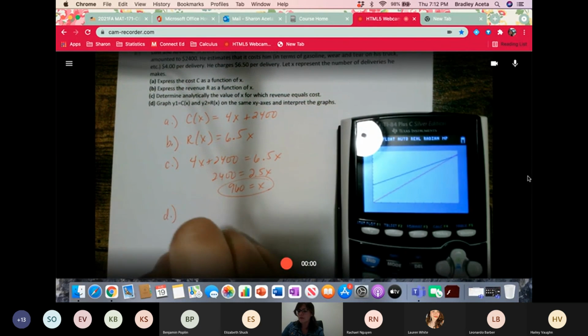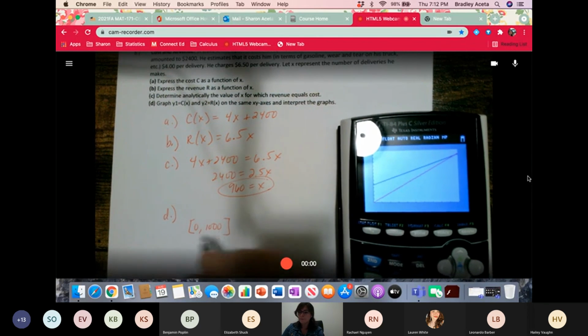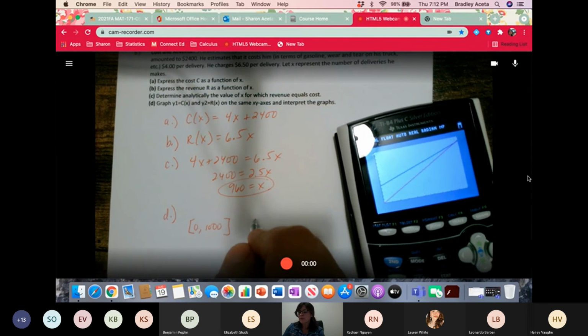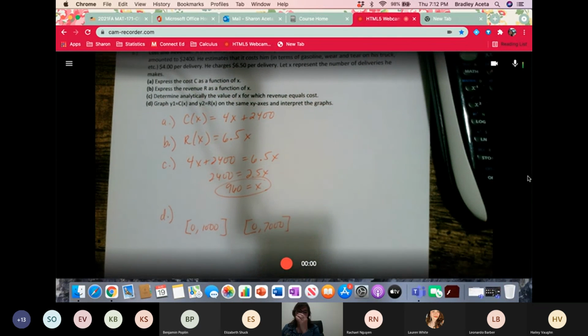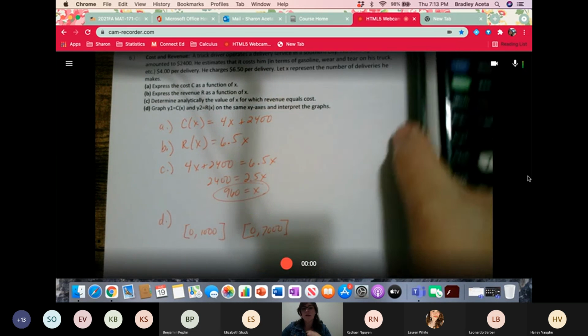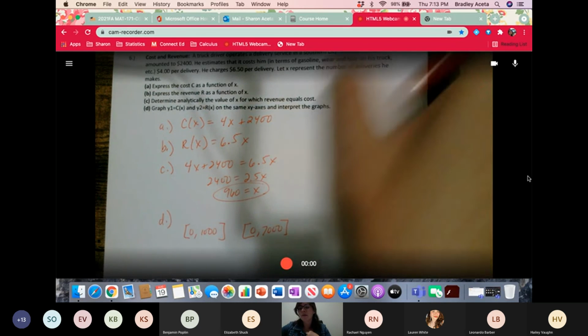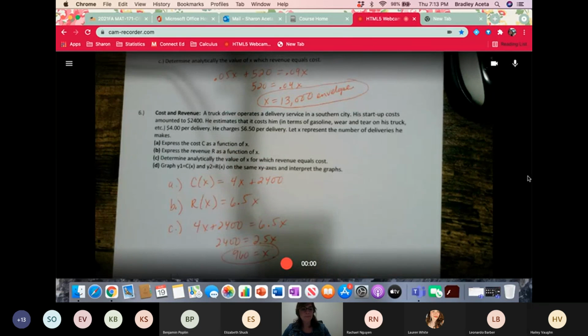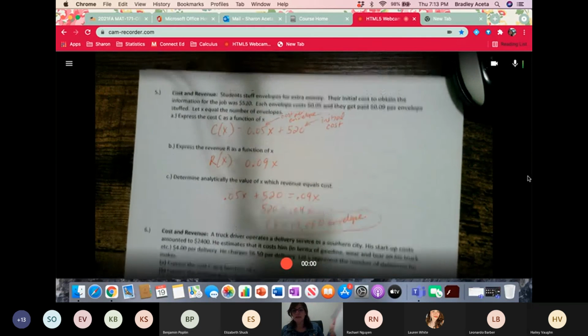Remember, they write it like interval notation. So my x scale was like 0 to 1,000, and my y, I think, was 0 to 7,000. That was my range. So you just want to look at it and then interpret the graphs. I mean, obviously, they'll have questions like that for you on MyMathLab to look at. But that is it, everybody.